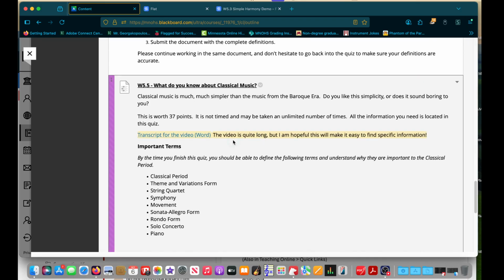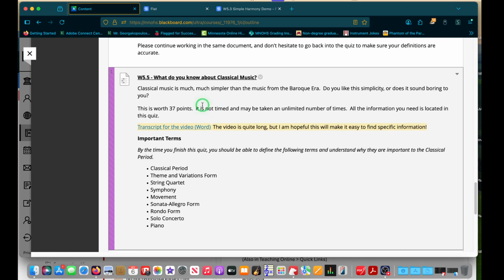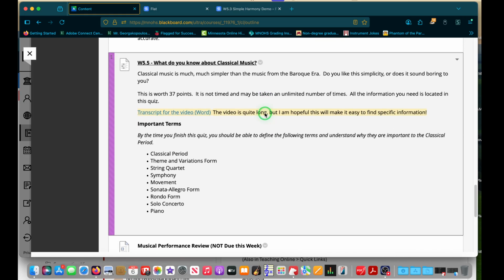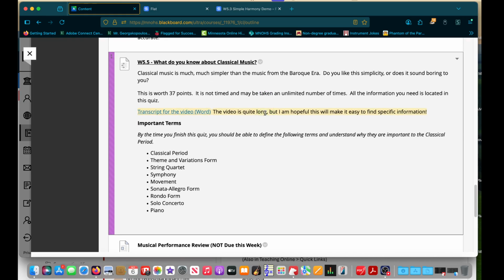And similarly, you can use the transcript to help you find specific answers for the questions in the quiz, too. I do think it's important, though, to watch the video alongside reading the transcript, just because there are some musical examples that go along with it, particularly at the end of the video. So please make sure to do that. Well, what I meant to say was, watch the video and have the transcript ready and available as you take the quiz.